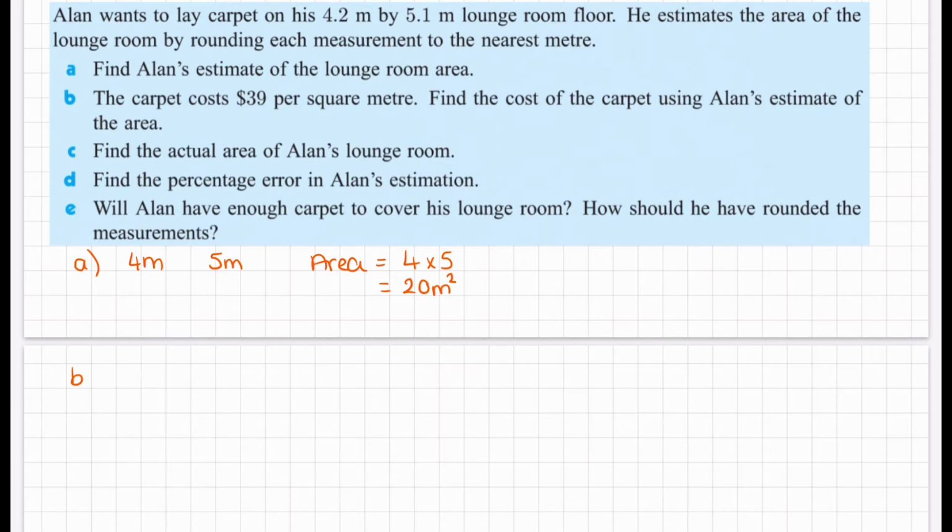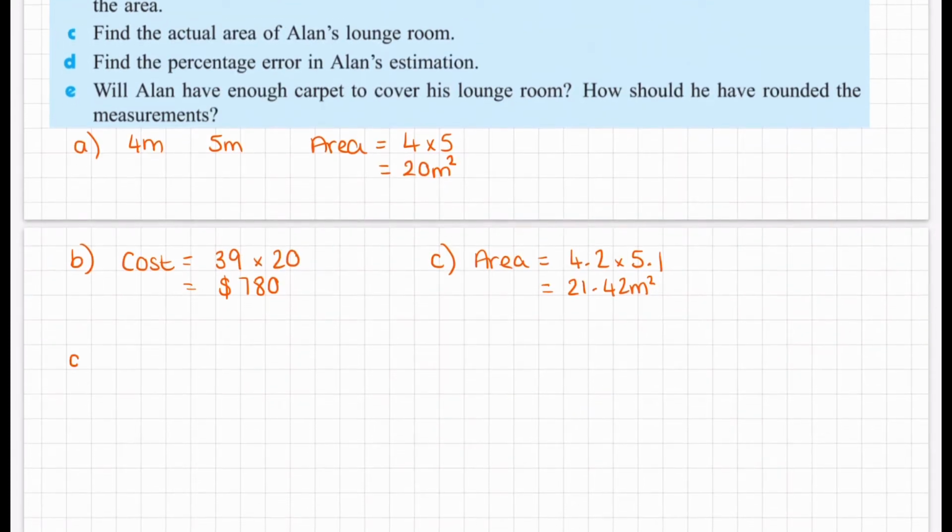Part B. The carpet costs $39 per square metre. Find the cost of the carpet using Alan's estimate of the area. Nice and easy, the cost will be $39 per metre squared, and he's got 20 metres squared, so it's 39 times 20, which will be $780. Part C wants us to find the actual area of Alan's lounge room. The actual area will be 4.2 multiplied by 5.1, which is 21.42 metres squared.